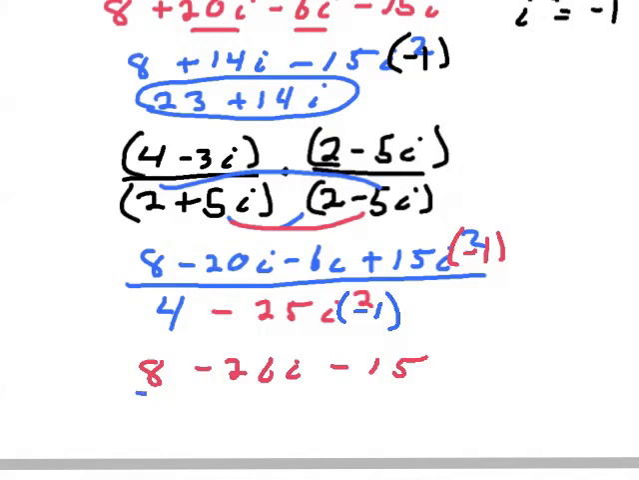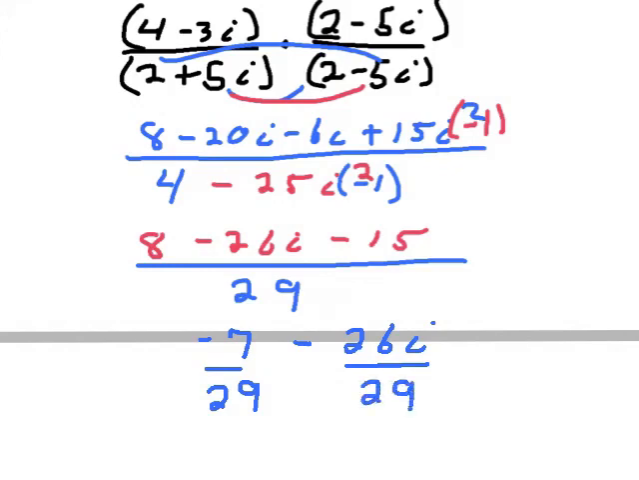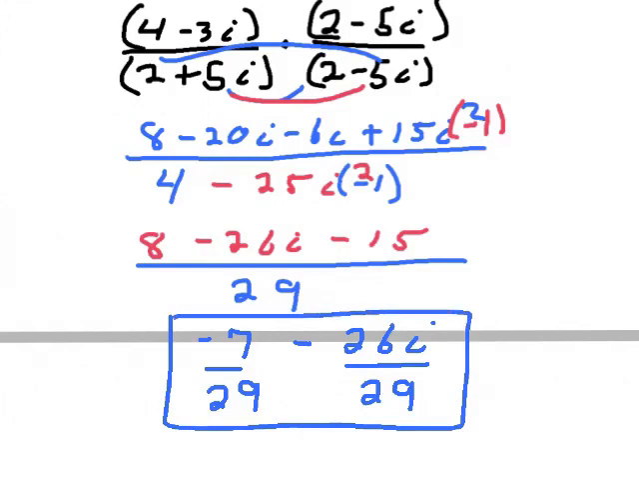And on the bottom, that is going to give me 29. Okay, so on the top it's going to give me negative 7 minus 26i, and I'm going to write it as two fractions here, so I'm going to distribute the 29 between the real and the imaginary part, so that leaves me in standard form that quotient.